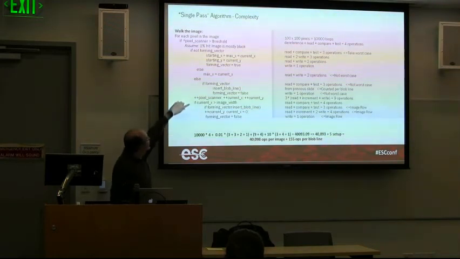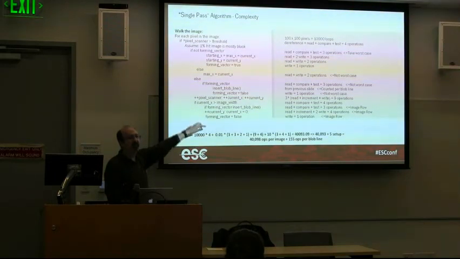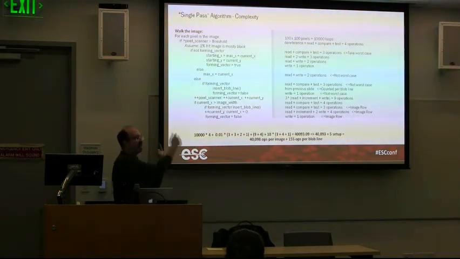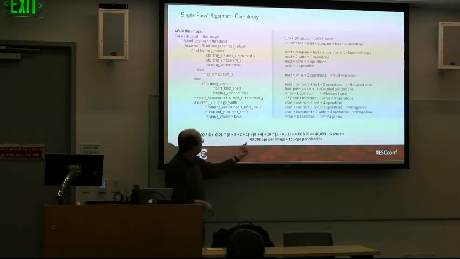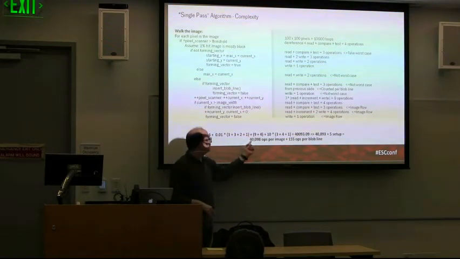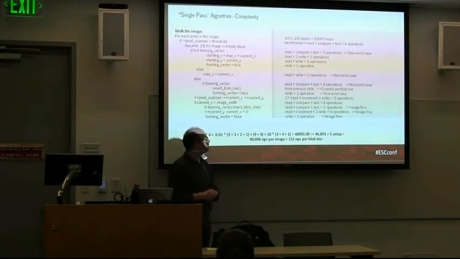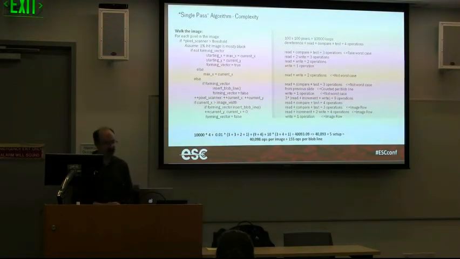This last little part right here is a special case for walking off the end of the image. If you've got a line segment that touches the far end of the image, you have to say, okay, I'm done, because I've hit the end of the image. Going through all that math, you end up with 40,100 operations per image, and 155 operations per blob line. So again, we're comparing apples, oranges, and bananas.